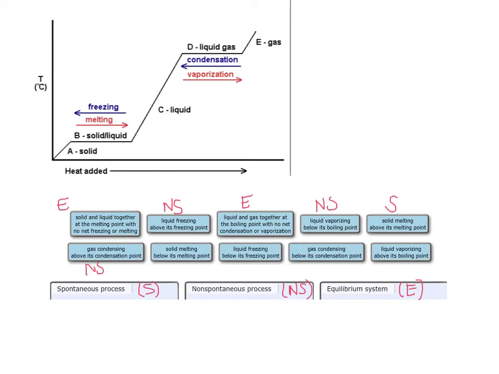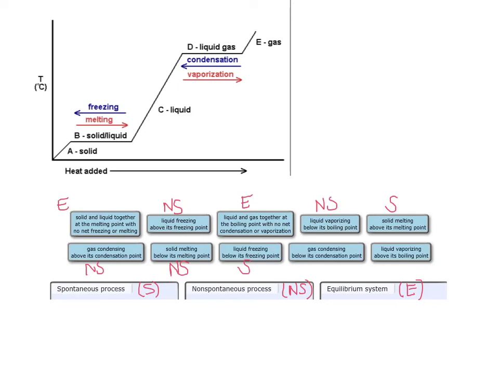A solid melting below its melting point. So if the melting point is 0 degrees Celsius and you have a solid melting at negative 5 degrees Celsius, that's not good. Something is going on there. Liquid freezing below its freezing point. So if you have a liquid and it's supposed to freeze at 0 degrees Celsius and it's freezing at negative 5 degrees Celsius, that's good. It's doing what it's supposed to. That's spontaneous. Under the right conditions, when it's supposed to freeze, it is freezing.